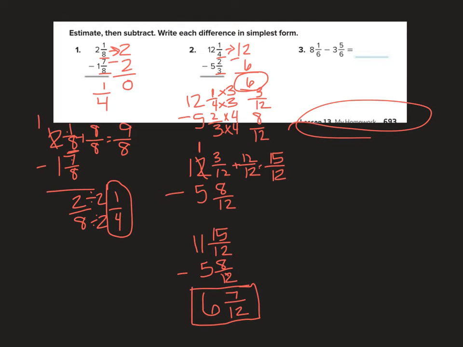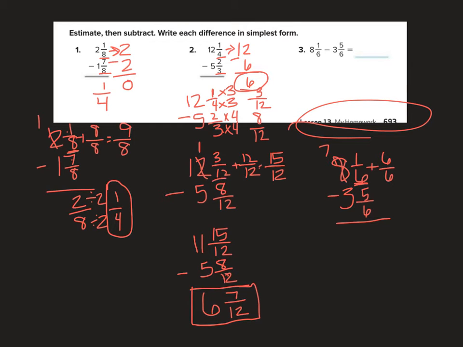All right, looks like this last one's not too bad because we already have common denominators. So let's take a peek. 8 and 1/6 minus 3 and 5/6. Okay, I can't do 1 minus 5, so I have to ungroup. Now I have 7. Now I'm going to add that 1 over to my fractions as 6/6. How did I know? Boom, there's my 6.